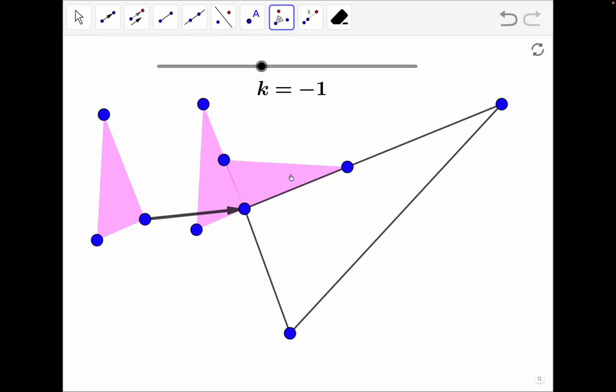Now it looks like we need to reflect this new triangle about that side of the triangle right here. So let's use the reflect tool. You want to reflect this triangle about that side right there. Now all of these four triangles are congruent to each other.